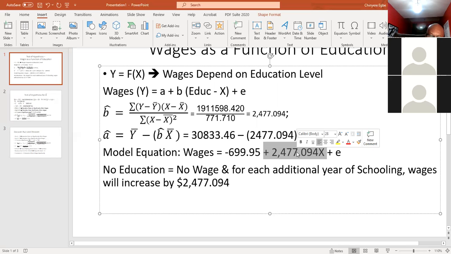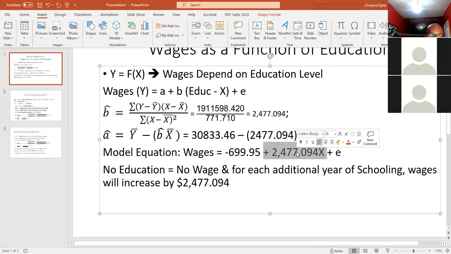Excellent. I missed that part, Professor. I came in late. Would you provide that to us, or do we have to figure that out? You figure it out through the estimation of B hat. Oh, I have to go back and check that out. Okay, I missed that part.